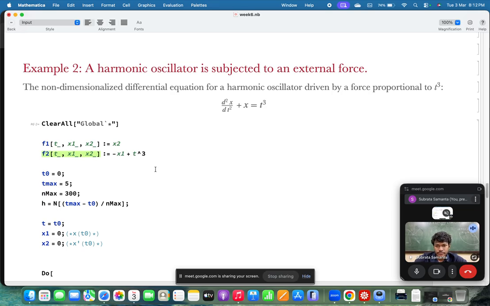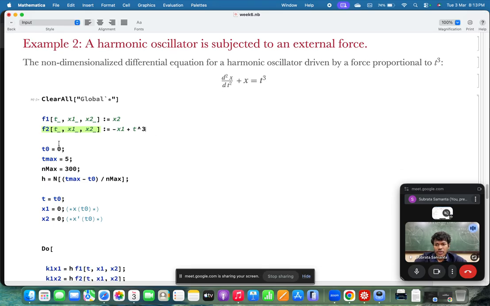That is the aim of this tutorial. So, I assign two functions f1 and f2 because of these two equations, two first order ODEs, and then my t naught is 0, the initial time, and the t max is 5. So, I calculate the displacement at t equals 5. That is why I put t max 5 and my n max is 300. That is given in the problem, and first you calculate h from this.